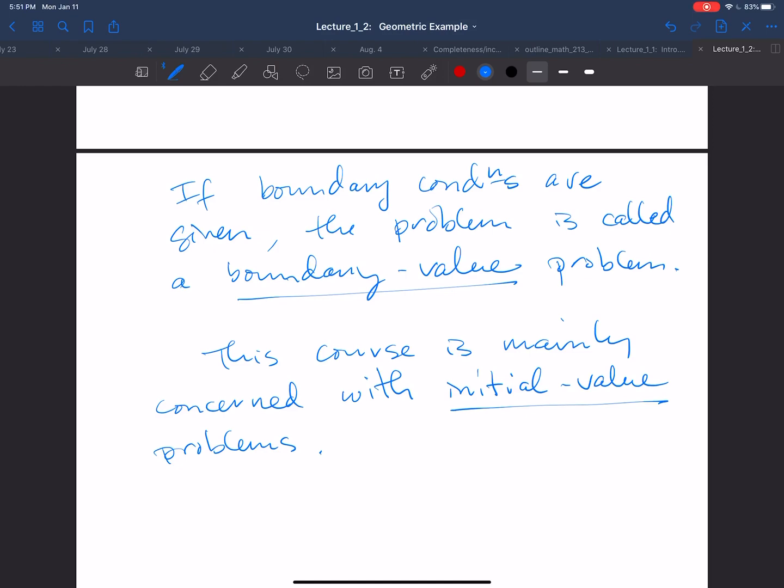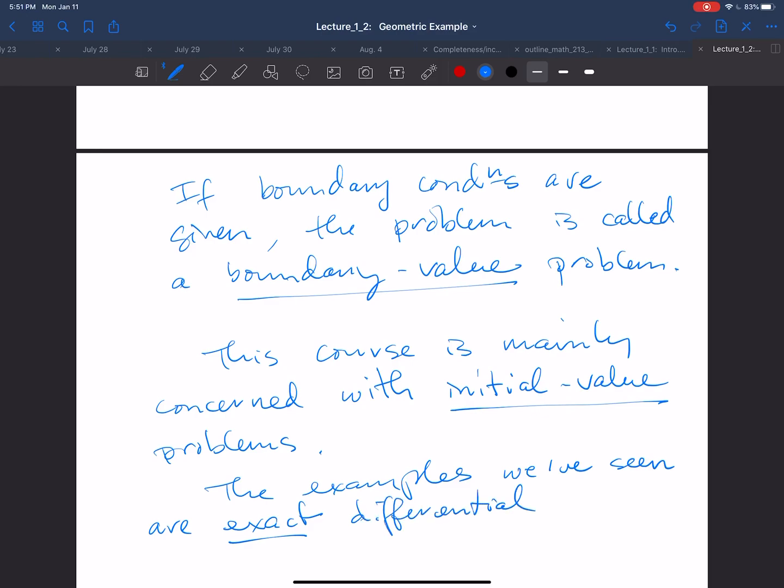So we might mention that so far the examples that we've seen have allowed us to find solutions relatively easily. In fact, we've always found those solutions by the so-called method of separation of variables, putting different variables on different sides of the equation and then integrating. The examples we've seen are cases of exact differential equations. And those are just differential equations that can be solved by integration.